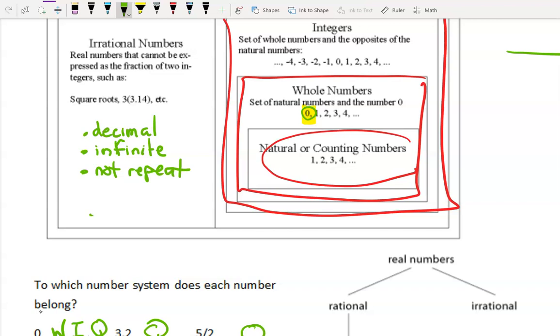As an example, the decimal 0.333... This is a decimal that goes on forever, but it repeats. This is not an irrational number. In fact, this can be written as 1/3. That's why it's rational.